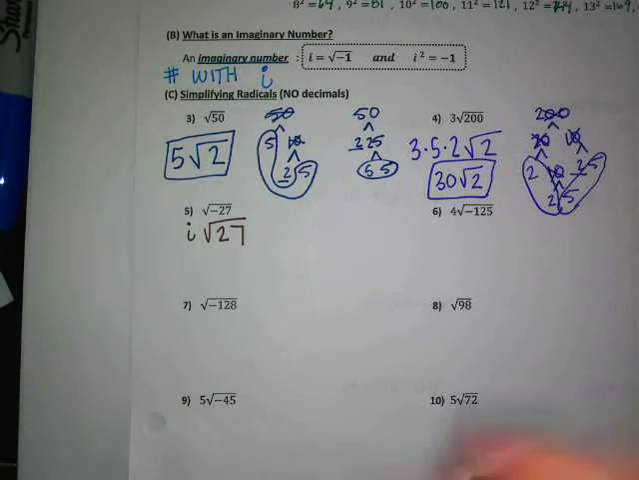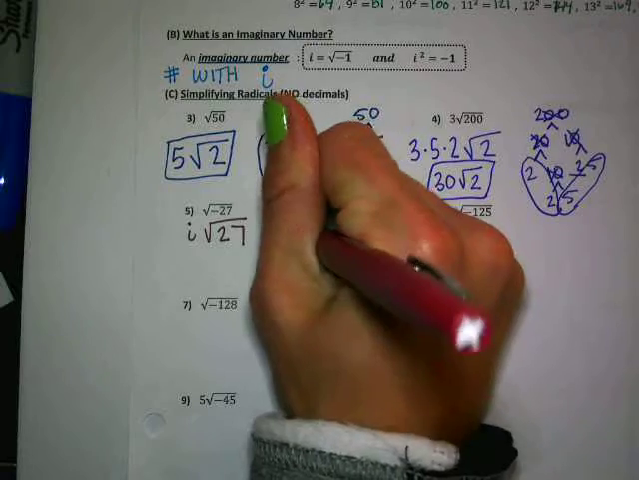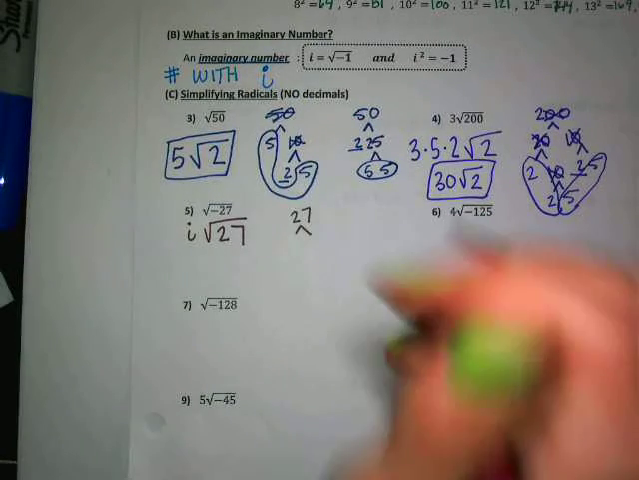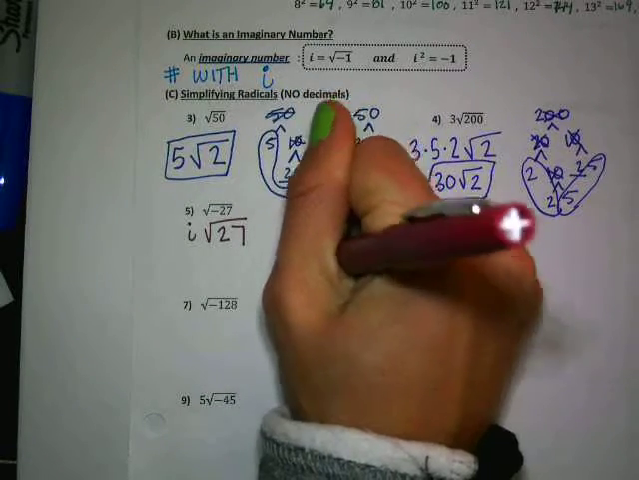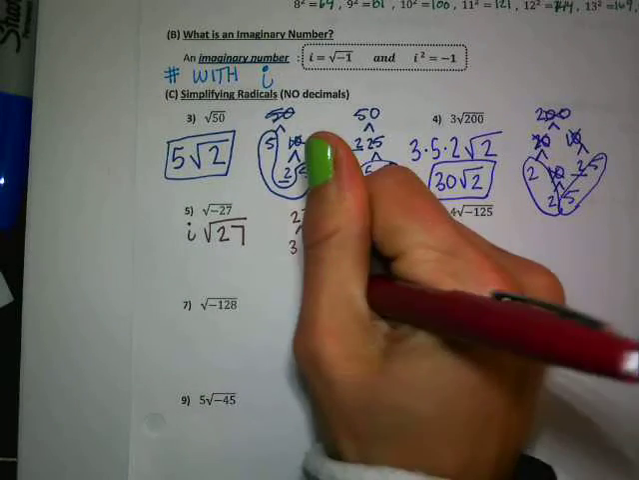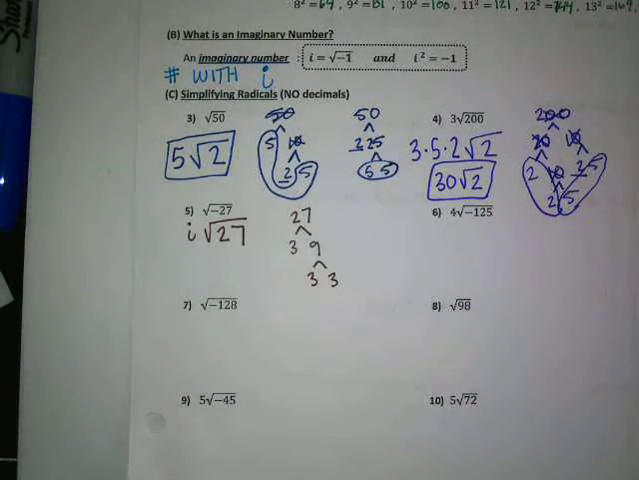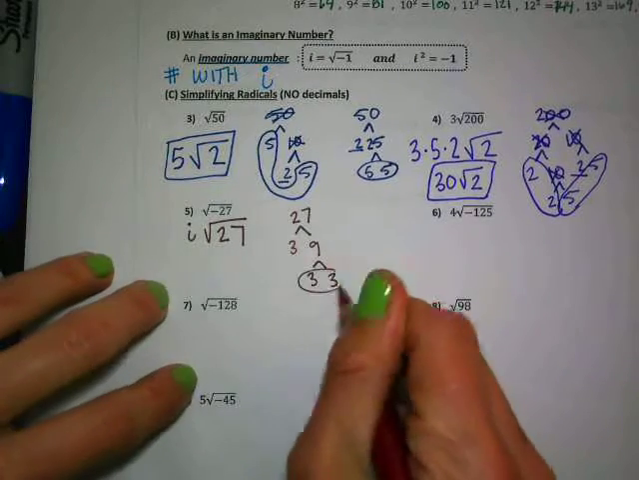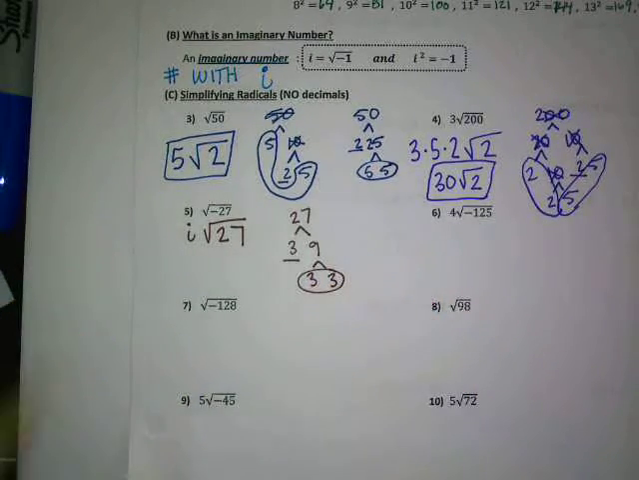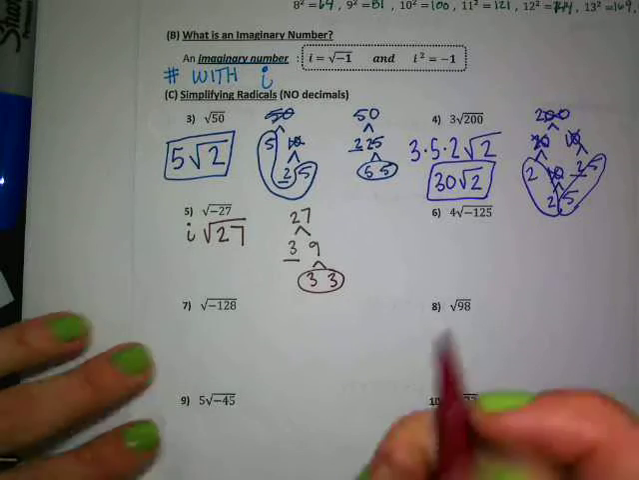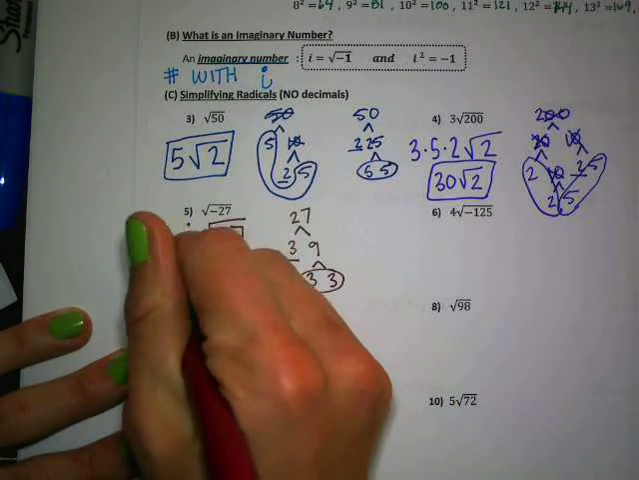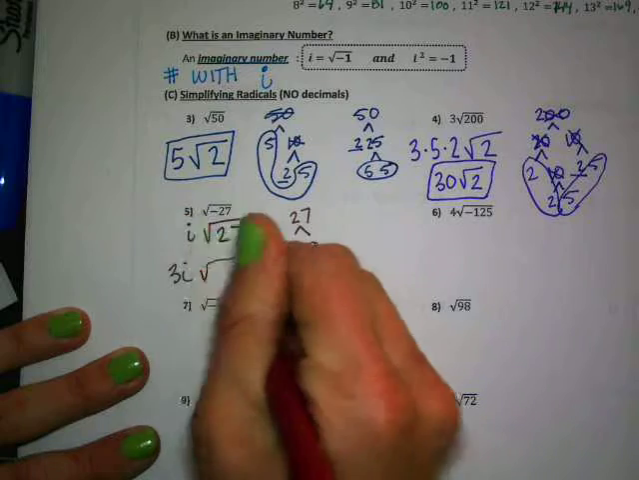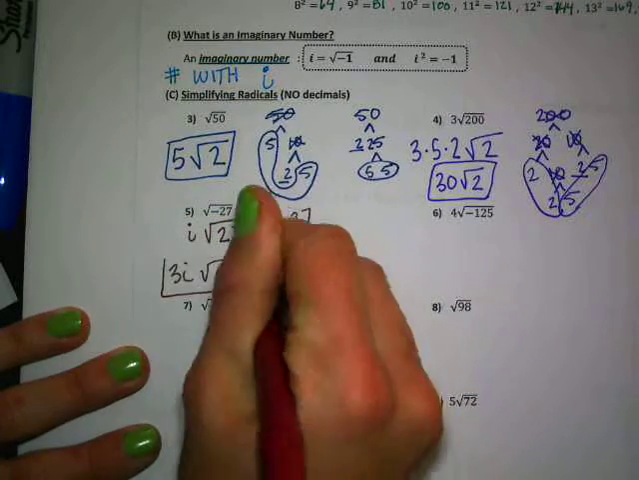Now we're going to break down 27. 9 and 3. 9 would be 3 and 3. So we're looking for pairs. What do I have a pair of? 3s, with what left over? A 3. So it'd be i3. Normally you see the i second, so 3i, but if you wrote it that way, I'd be okay. 3i, square root of 3.